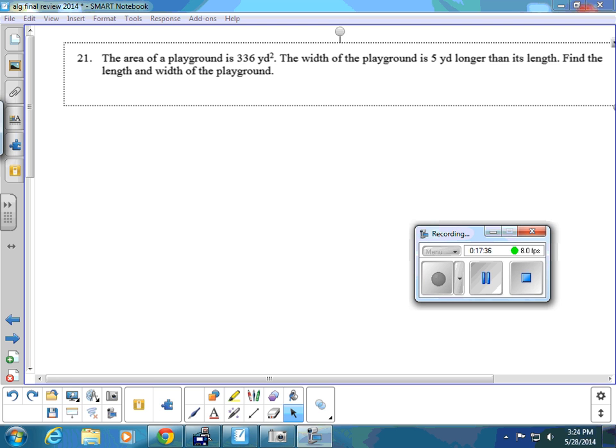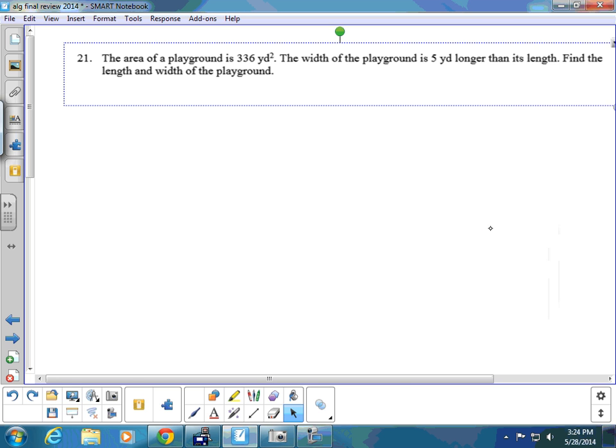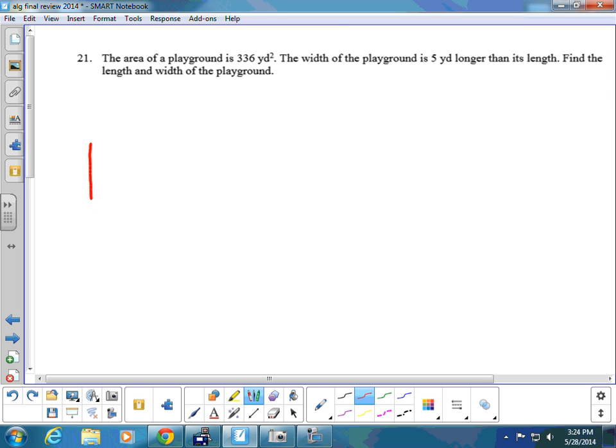Okay, looking at number 21, the area of a playground, okay, we're dealing with a playground, is 336 yards squared, or square yards. The width of the playground is 5 yards longer than its length. Find the length and width of the playground. This should say a rectangular playground, so you can very easily draw a rectangle. Okay, that shouldn't be a stretch for you. You can label the length and the width. And we could even label this as L is length and W is width. And you could go either way. We're just setting up the problem.